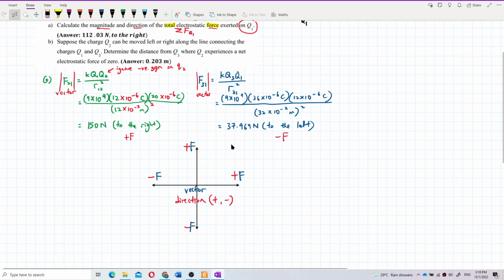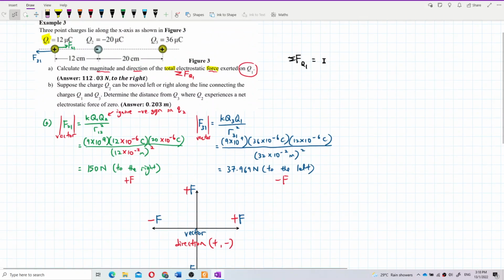So the positive and negative sign is to represent the direction. We ignore the negative sign for charge. Even though we ignore the negative sign for charge, for direction we still need to put the positive negative sign to represent direction to the right or to the left. Direction to the right is positive force, direction to the left is negative force. It doesn't use in the charge, but we still use positive negative sign for direction.